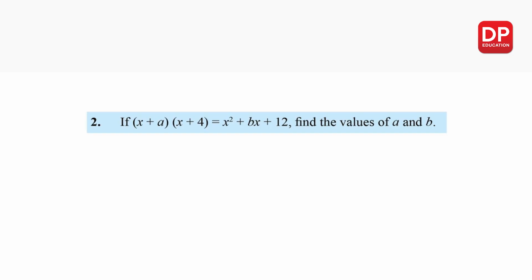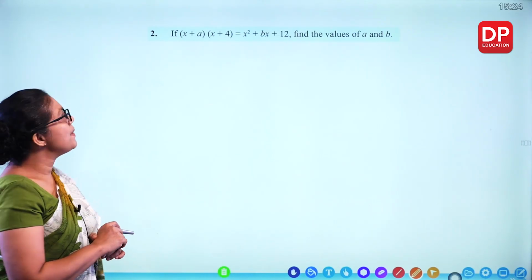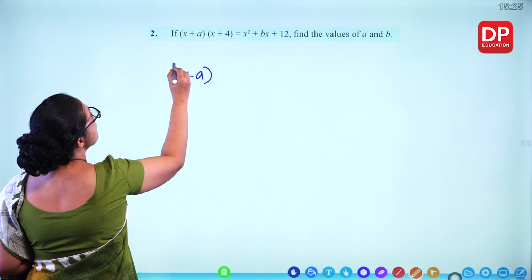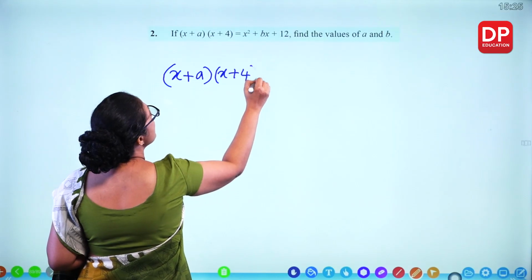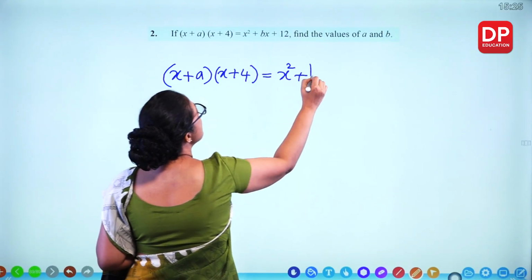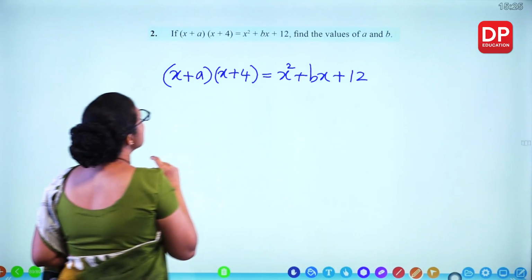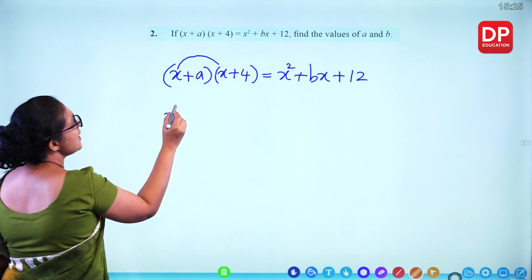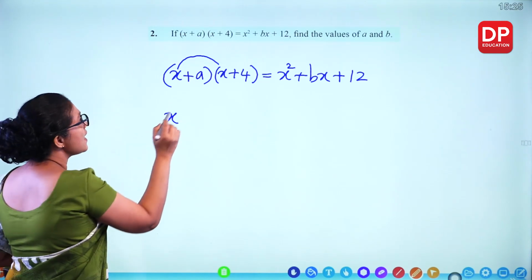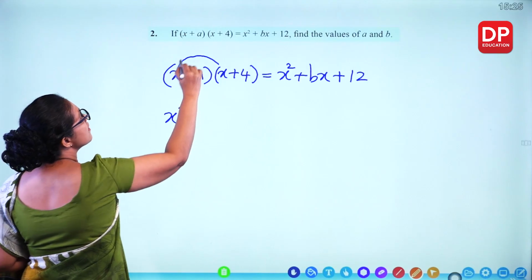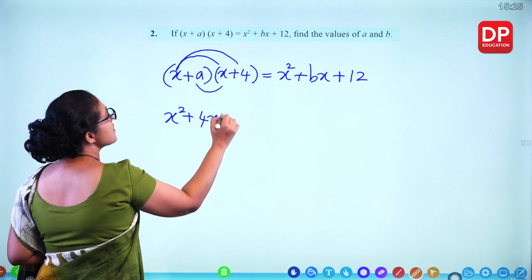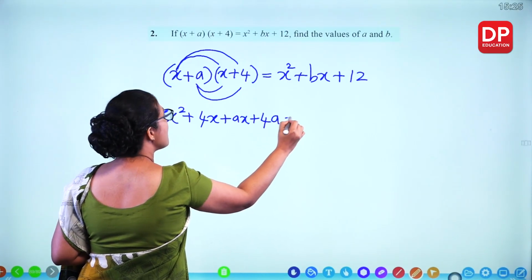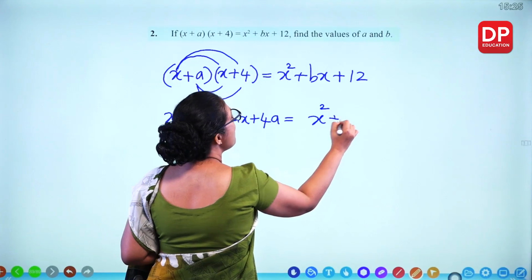And the last question, find the values of a and b. So you have been given this statement, x plus a into x plus 4 is x squared plus bx plus 12. Now we'll expand and see what you get on the left hand side: x squared plus 4x plus ax and 4a. That's given equal to x squared plus bx plus 12.